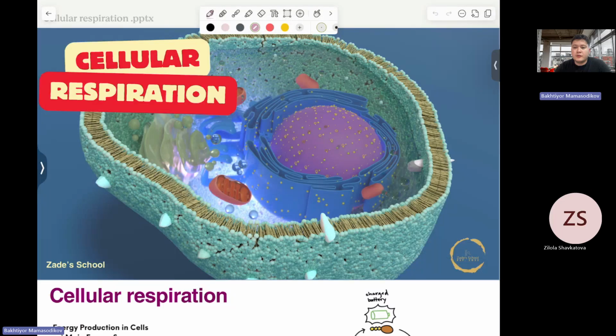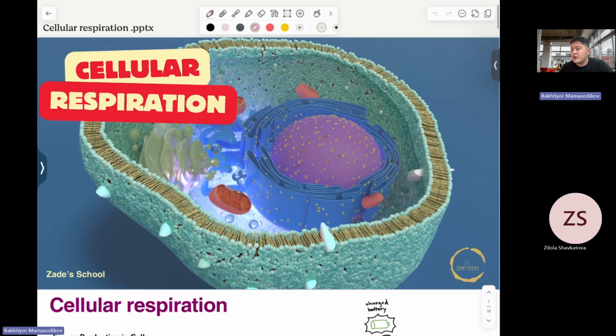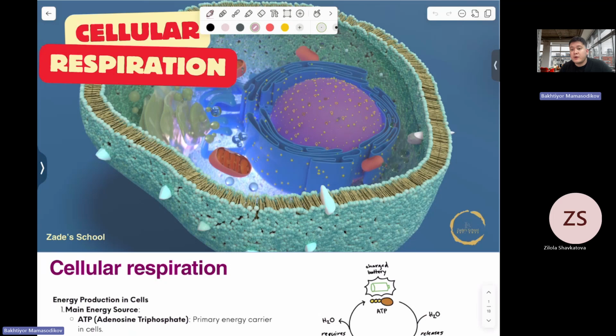So in today's lecture, we're going to talk about cellular respiration. Cellular respiration is how your cells produce energy. It's all about producing the energy through your cells. Just like the power plant that turns fuel into electricity, you know the power plants, right?